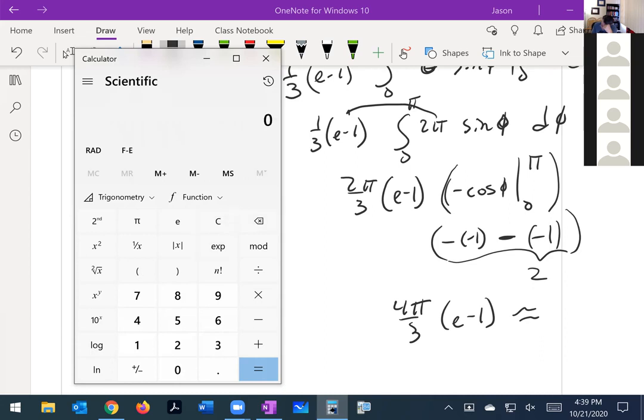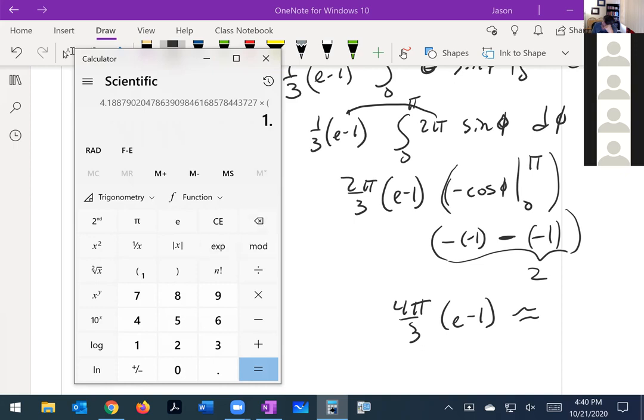This is screwing up on me. Okay, I'm going to go 4 divided by 3 first. Okay, yes. Times pi, yes, times parentheses, e, where's my e? Nope, I've got to do it in reverse notation. 1, e. Oh, you know what, that's not the right e.